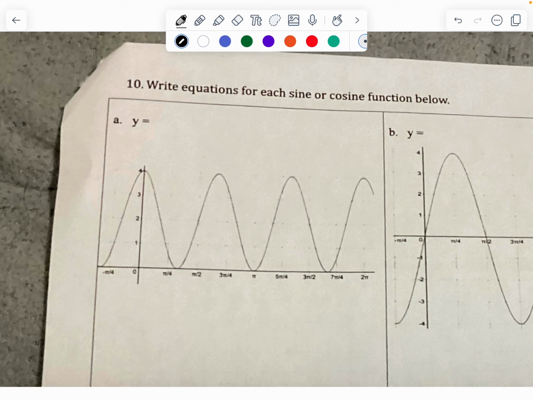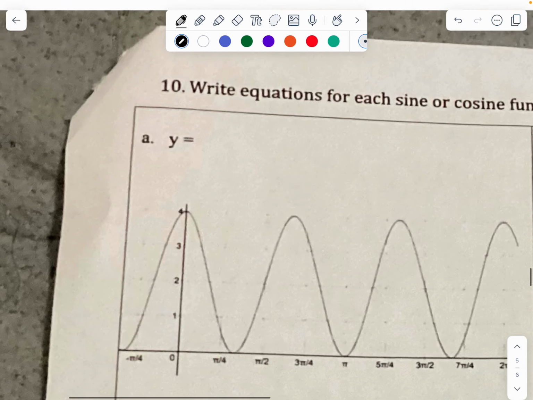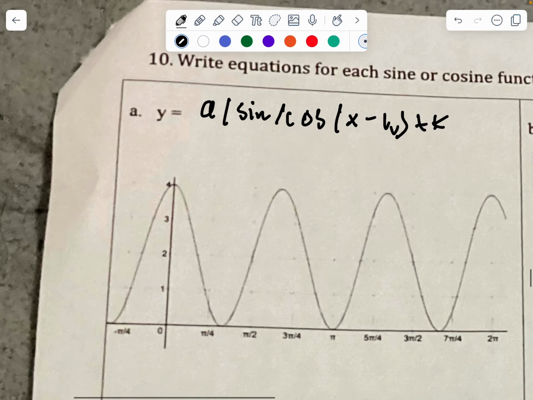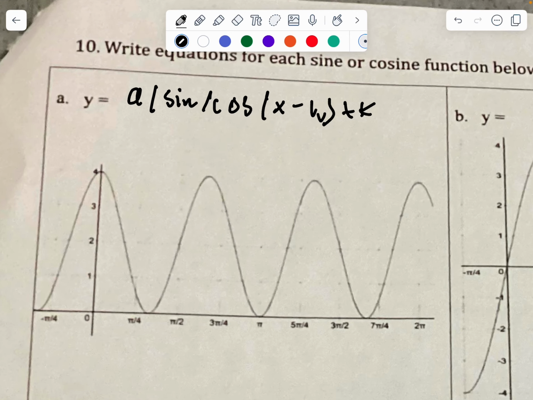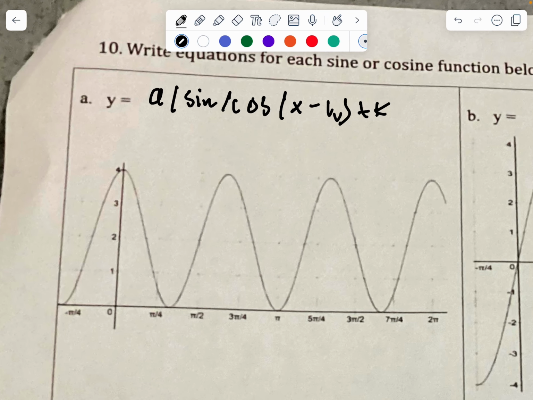Number 10. Write the equations for sine and cosine. So, the equations are a times sine or cosine of x minus h, plus k. Big deal right there. Alright, we can do this. So our a value is the amplitude from here to there. It's going to be 2.